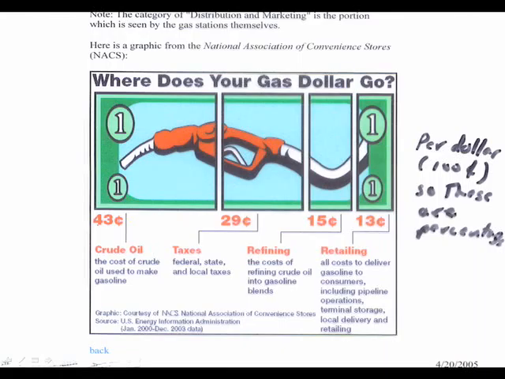Where does your gas dollar go? Well, at this point, this was in 2003, 43% went for crude oil, 30% went for taxes, refining 15%, and retailing 13%.